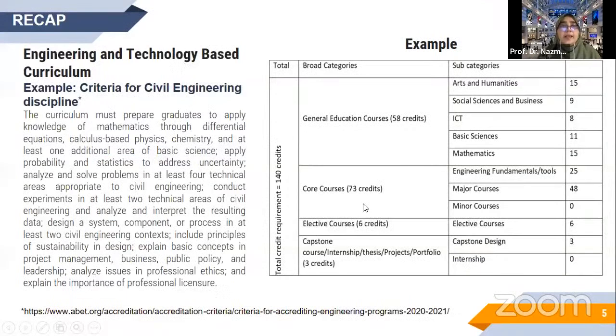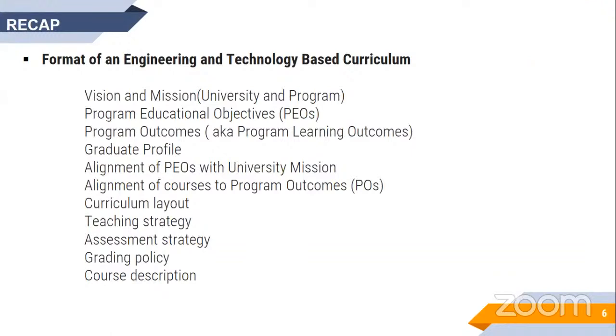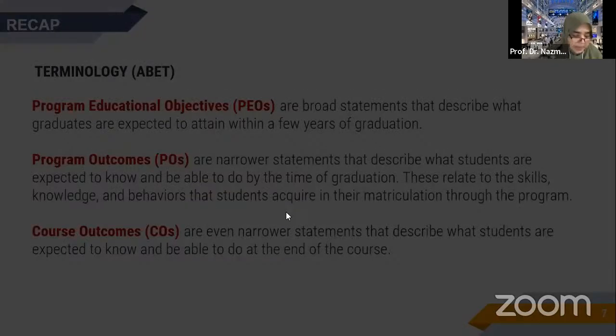So I was talking about a typical engineering curriculum. This is the format of an engineering curriculum that includes the vision and mission of the university, and also the vision and mission of the degree-giving program, whether it's a Bachelor of Science in Civil Engineering or a Master of Science in Civil Engineering. It must include the program educational objectives, POs, COs, teaching and assessment strategies, etc. So this is the typical curriculum format.